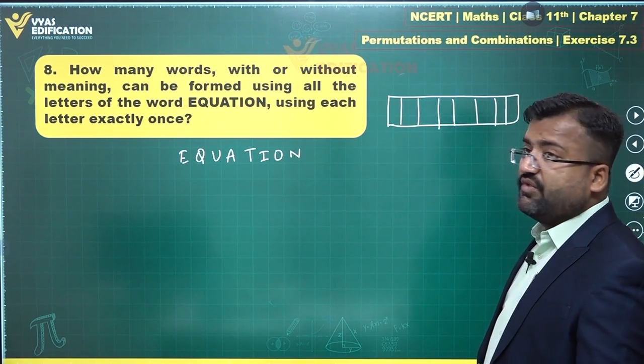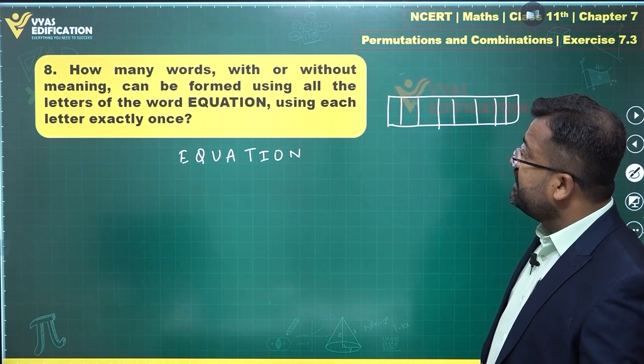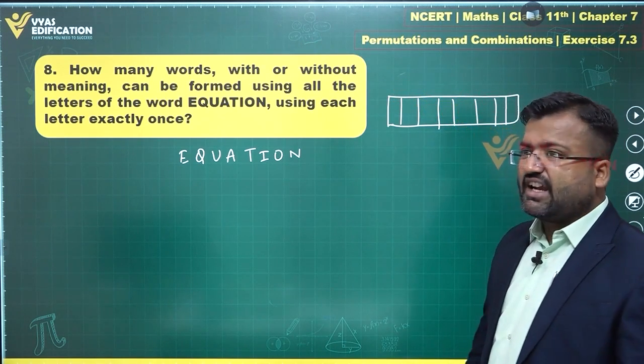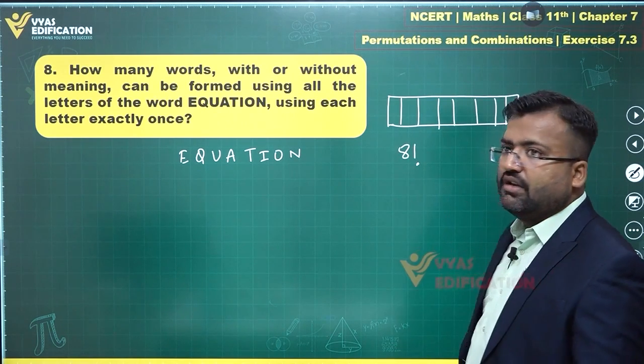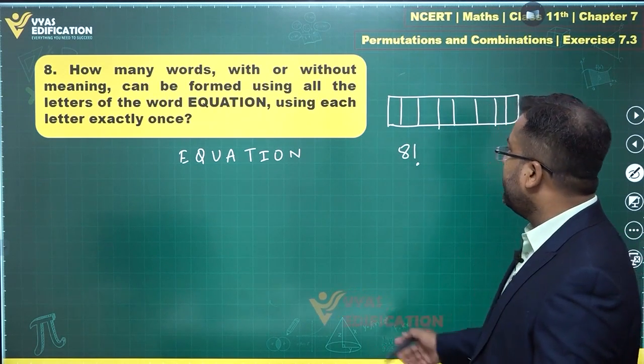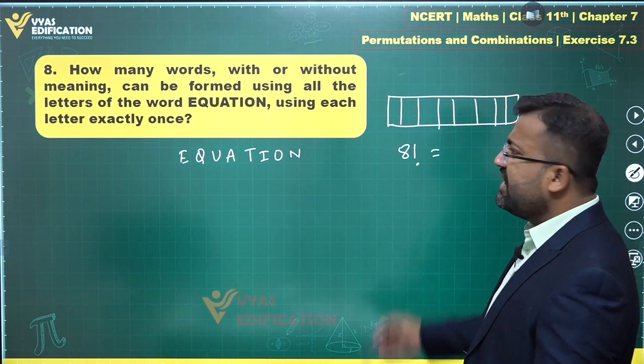And how many words, with or without meaning, can be formed using all the letters, using each letter exactly once? Basically 8 arranged over 8 places would be 8 factorial. This is what you'll have, right? 8P8 or 8 factorial directly. And what is that value equal to?